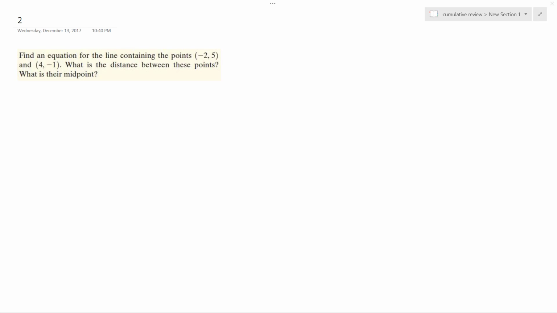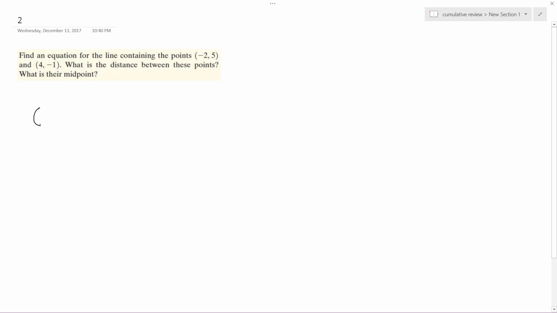All right, find an equation of a line containing those 2 points, (-2, 5) and (4, -1). What is the distance between these points? What is their midpoint? So first off, I'm going to find the equation. To find the equation, what I'm going to do first is find the slope.